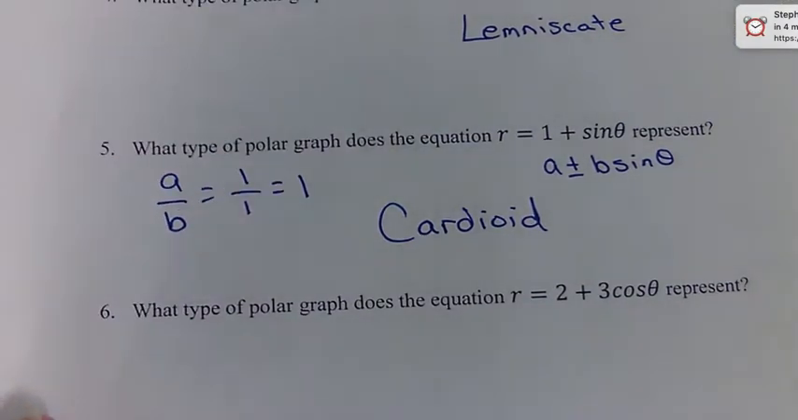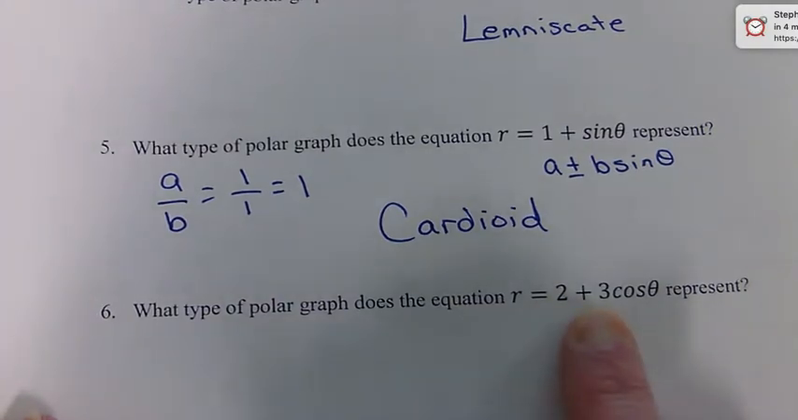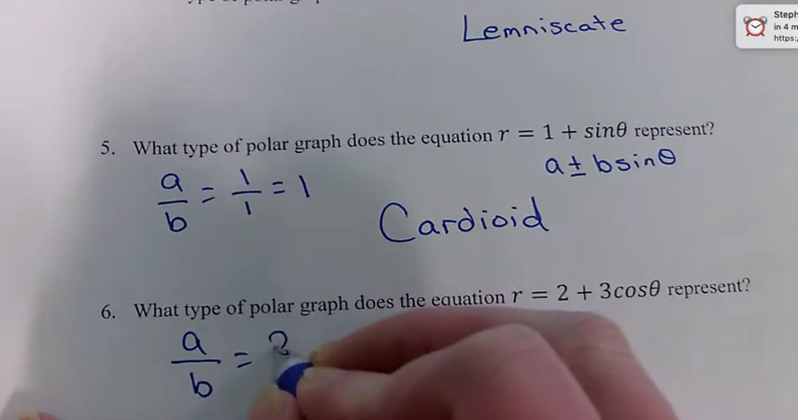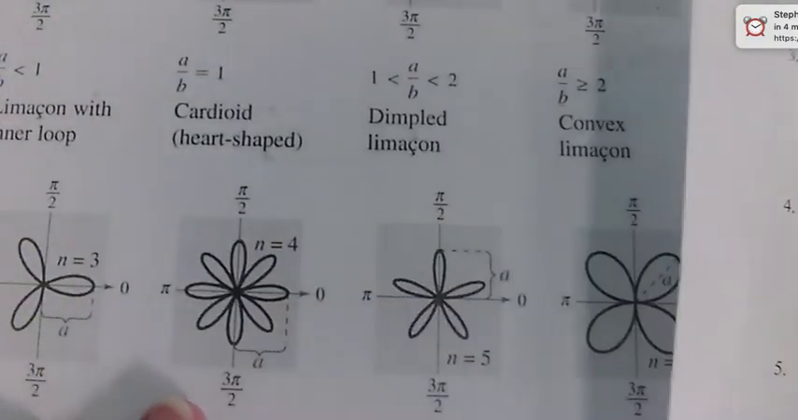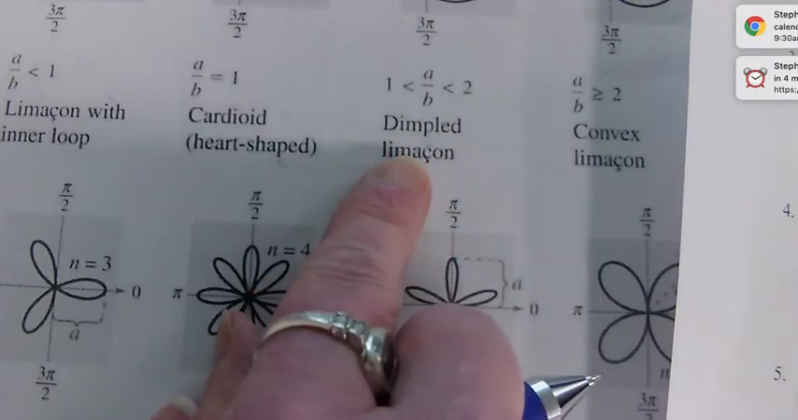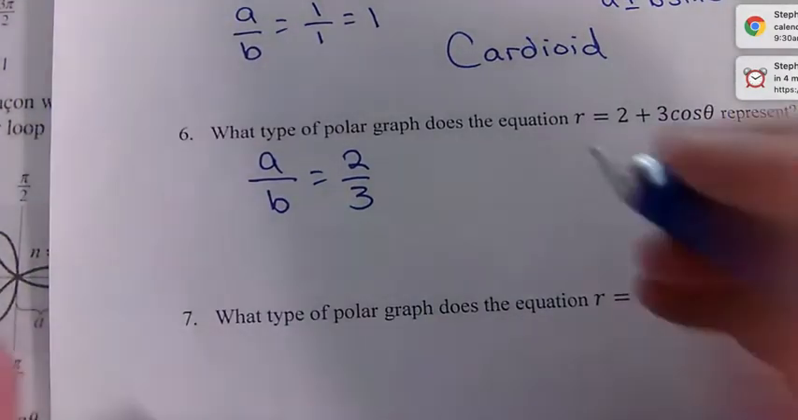Two plus 3 cosine. So that's the 2 plus 3. So that means my A over B is 2/3. So 2/3 would be in here. That's a dimpled limacon.